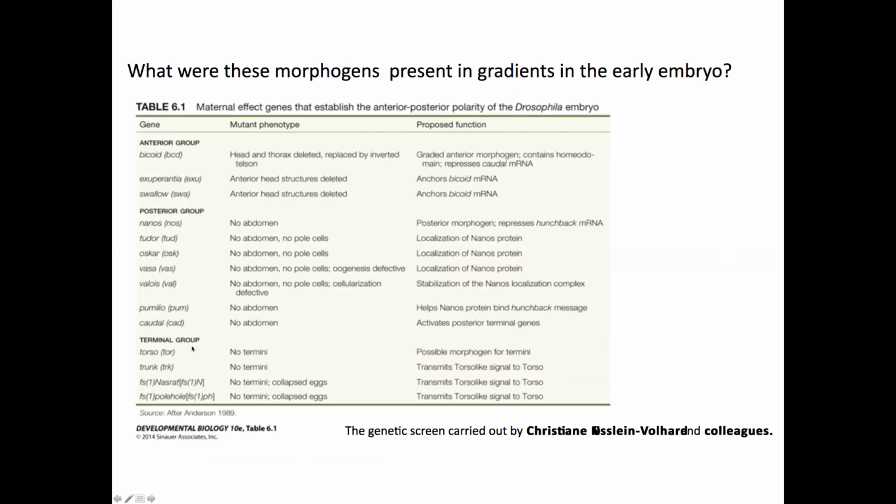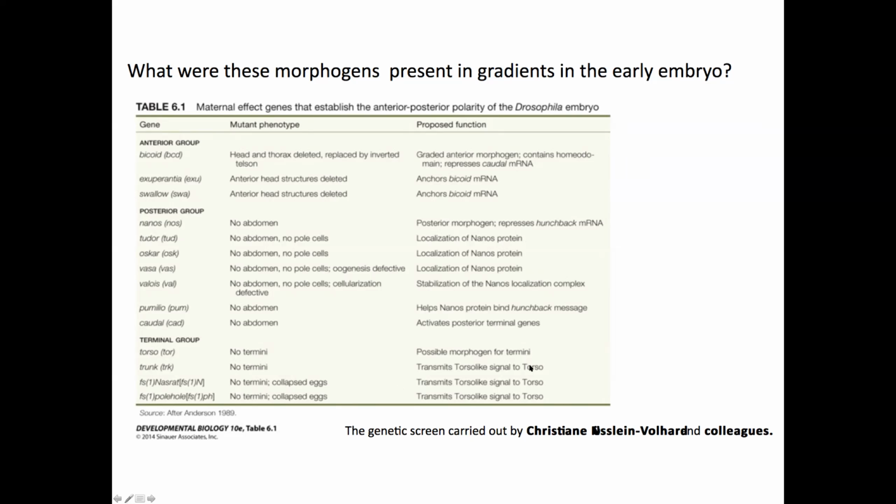Now, the terminal group genes are just at the tip and define the terminals, the telson at one end and the mouth hooks at the other end. So those terminal group genes, defining the 2 tips of the embryo, are established by the gradient system from these proteins, torso, trunk, and these bone hole. If they are missing, the terminals don't develop, and in some of them the egg even collapses because the termini are not there, and the egg structure completely collapses.